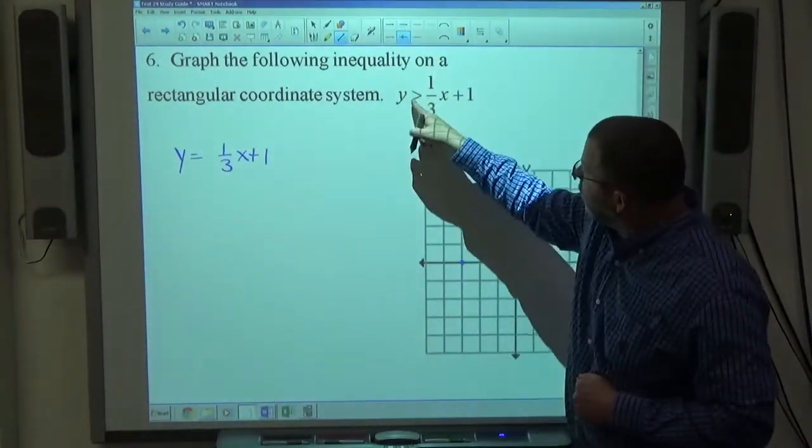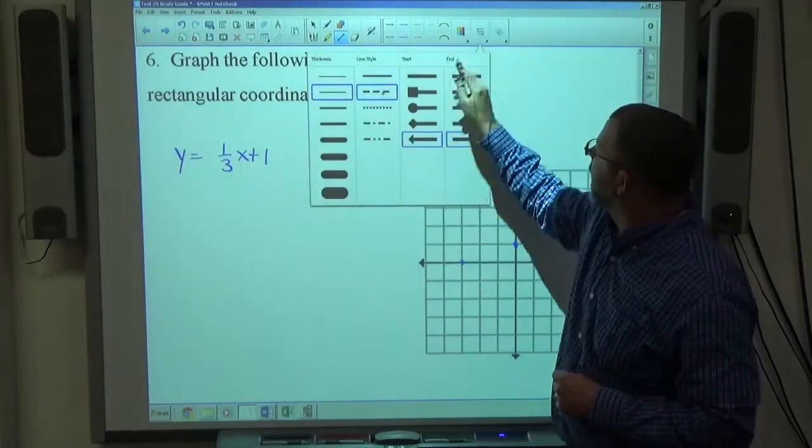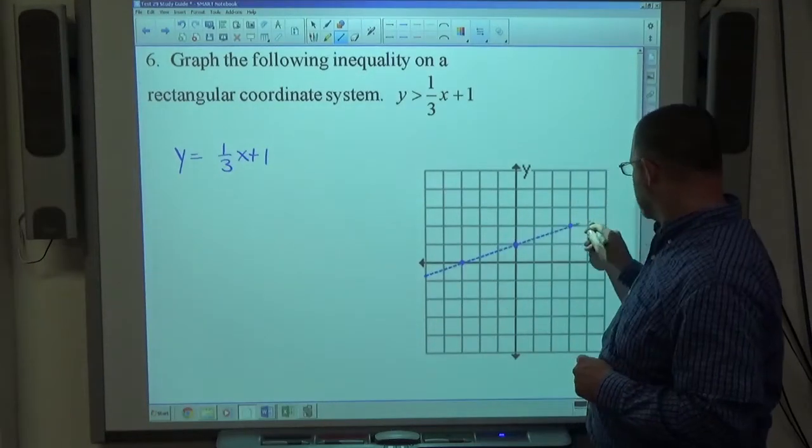So, looking at this inequality, it's greater than, not equal to. Not equal to means we use a dashed line to connect the dots. So, it would look like so.